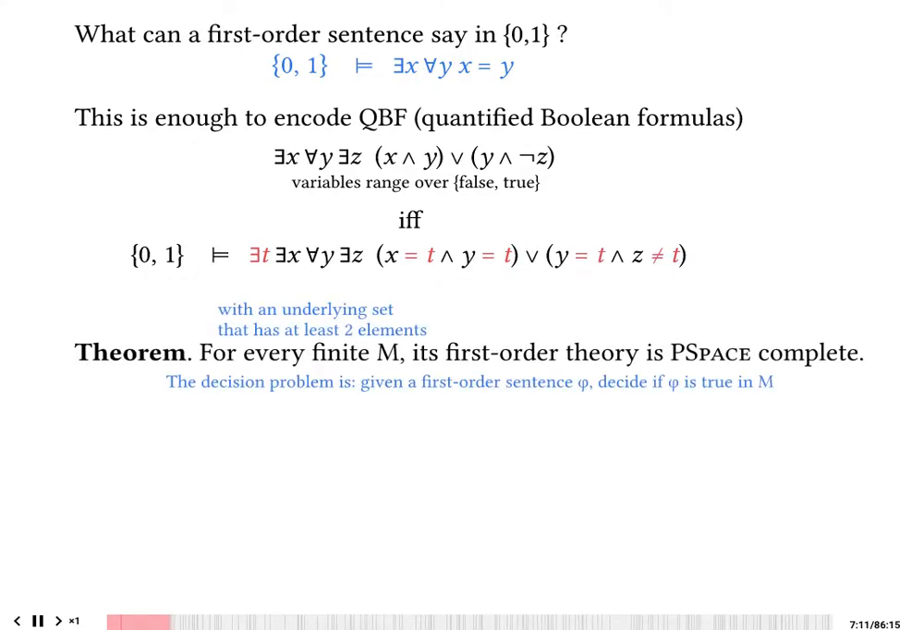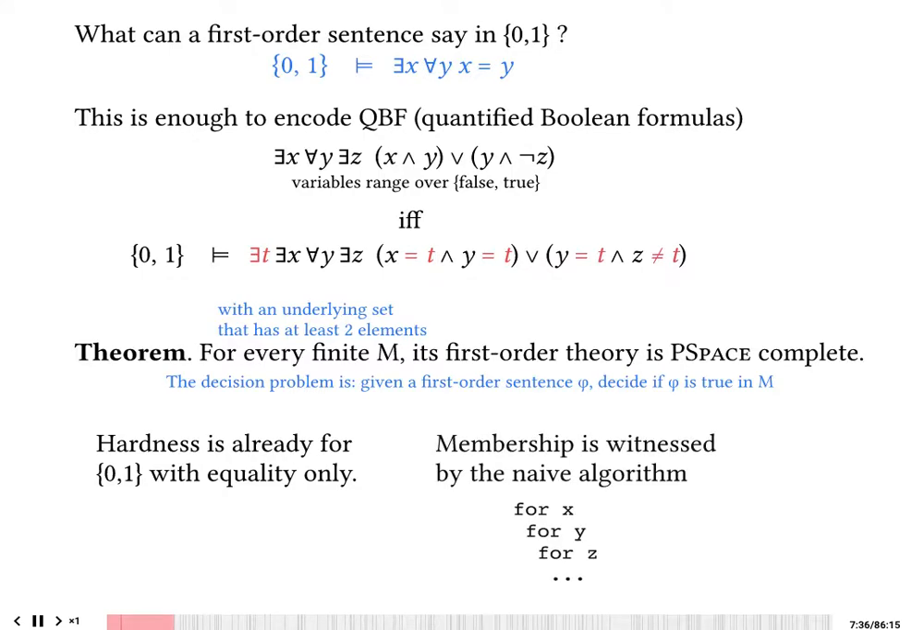And from this, we can conclude that for every finite model M, not just {0, 1} with equality only, its first order theory is PSPACE-complete. So the decision problem for the fixed structure M of deciding if a given sentence is true is PSPACE-complete. And this is because PSPACE-hardness works already with the simplest model, where you have just two elements and equality only. And on the other hand, membership in PSPACE for every finite structure is witnessed by the naive algorithm, which, when you have a quantifier, just does a for loop which checks all possible values.